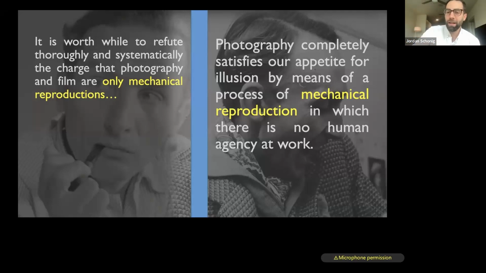But check out what Bazin says, not exactly in response, because I don't think he thought of himself as responding to Arnheim, but notice how he invokes the same term, mechanical reproduction, but gives it a very different valence. He says, photography completely satisfies our appetite for illusion by means of a process of mechanical reproduction in which there is no human agency at work. His essay is interested in the fact that movies and photographs have their basis in mechanical reproduction.